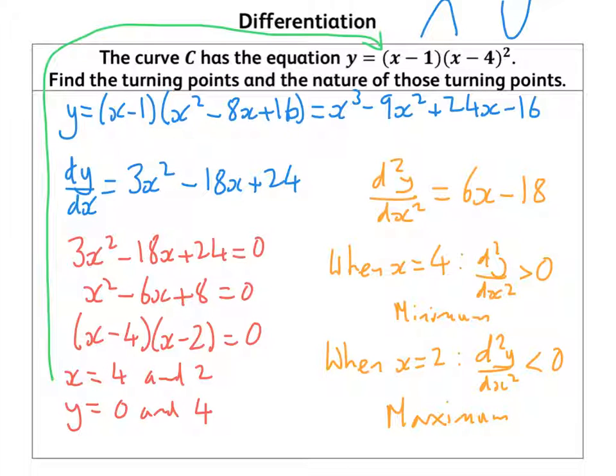Now that would be a 4-mark, 5-mark question probably, maybe even more. But they would be expecting to see all of those steps, and so what you could add, I'll get a purple pen back out, is 4, 0 minimum and 2, 4 maximum. As long as you show all the workings, you're pretty much done there.